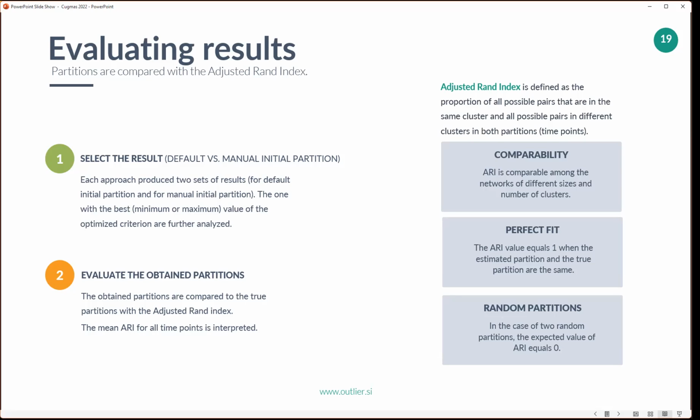The maximum value of ARI is 1. This indicates a perfect fit. This is what we want, so larger values. And in the case of random partitions, the expected value of ARI equals 0. It is very rarely that the value of ARI is negative. So if we observe a value of ARI that equals 0, we would conclude that this block modeling approach is not that good.